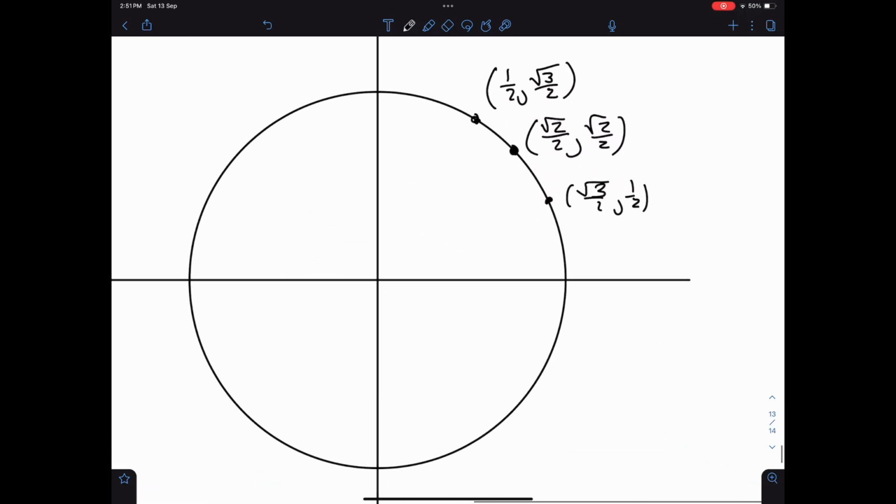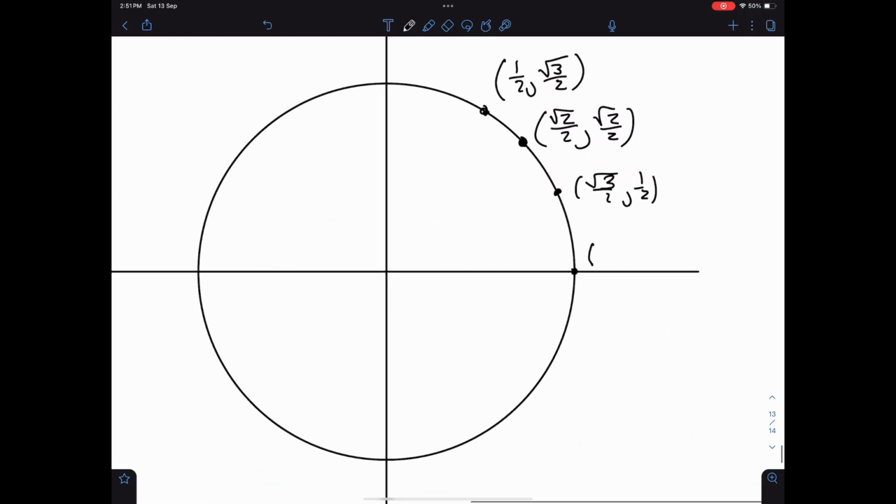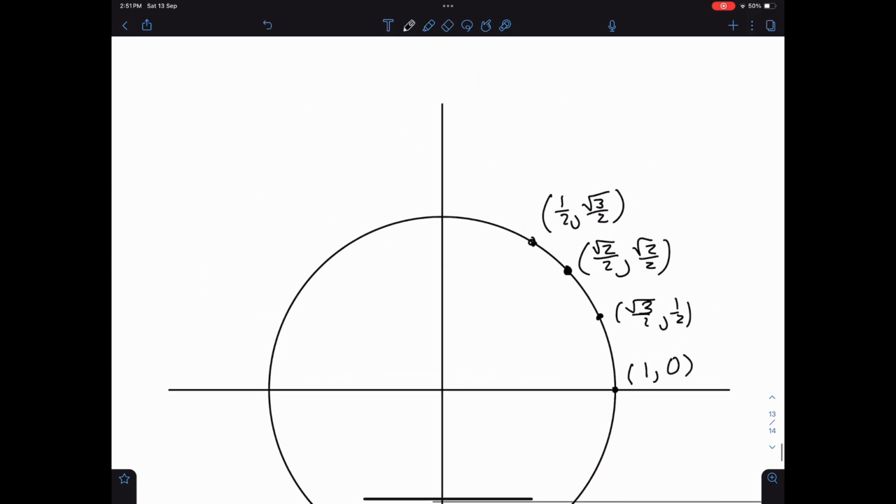And obviously we can very easily tell on the 0 and the 90, this will be 1 and 0. And this here will be 0 and 1.